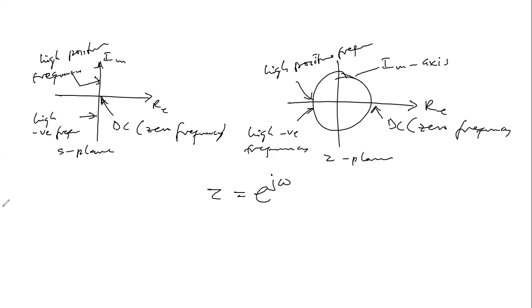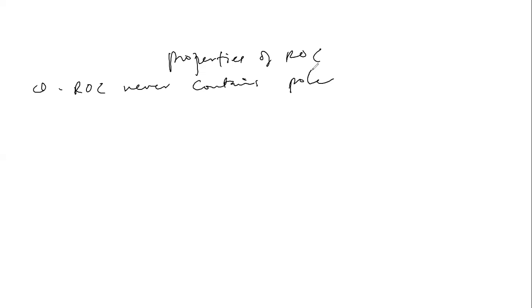In the same way, for the properties of the region of convergence: one, we already know the region of convergence never contains poles. And when we have a right-sided signal, for instance, the region of convergence is something like this. Let's assume this is one pole and this is another pole. The region of convergence is outside the outermost circle.